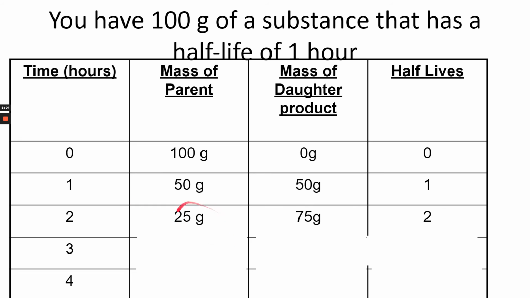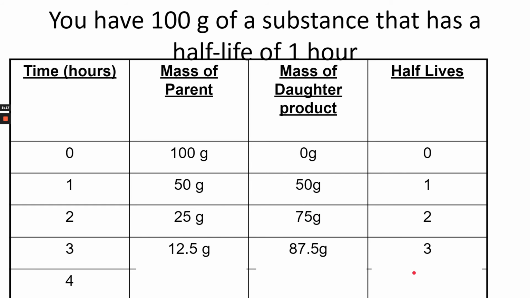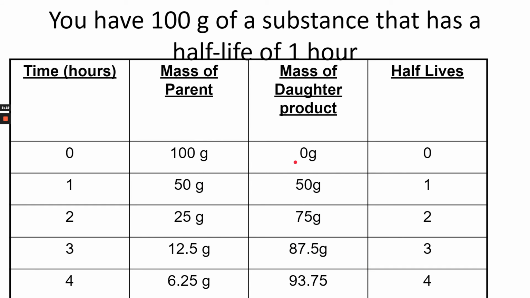So again, I'm going to take this number, I'm going to divide it by 2 because that's half, 12.5 grams. I'm going to add the 12.5 to the 75 because I already had 75. Now I have 87.5 and it's 3 half-lives. And then we would do it one more time for 4 half-lives. So this is just the way you can think about it. Every time you go through the parent mass, every half-life divides by 2.